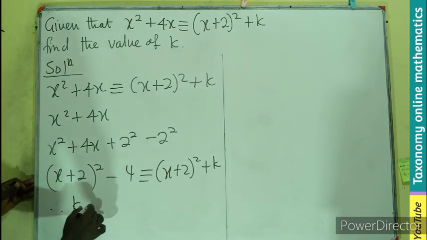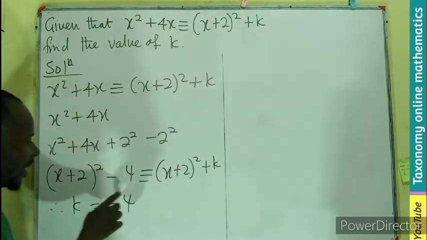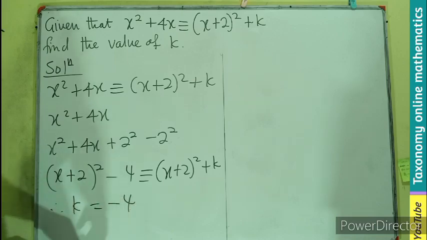So here, if you compare this to our (x plus 2) all squared plus k, you can see that k will be equal to minus 4. You see, k is positive here, minus 4 is here, so k will be equal to minus 4.